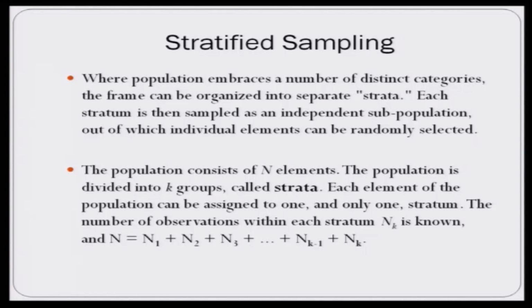supposedly the population consists of n elements, and the population is divided into k groups, that is called strata. Each element of the population can be assigned to one and only one stratum. So, what happens in this case is the number of observations within each stratum, nk, is known, and the total population is basically the sum of the number of elements within each stratum collectively.